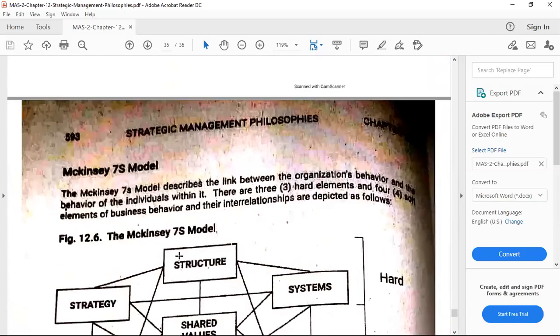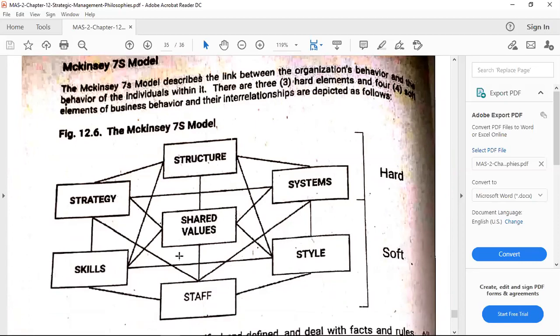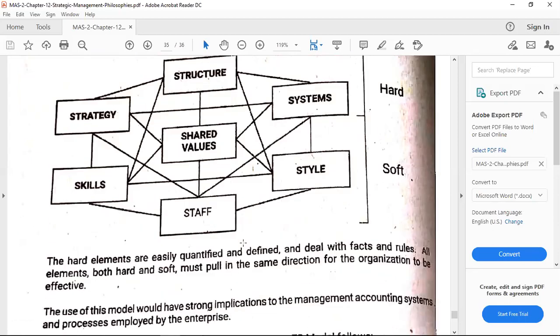And we have also the last one, I think, which is the McKinsey 7S model. In this particular model, there are 3 hard elements and 4 soft elements. The hard ones are the strategy, structure, and systems of the company, which would be overall, like at the top, at the start of the business. The soft ones would be those that involve people and skills and communication. So skills, shared values, style, and staff.